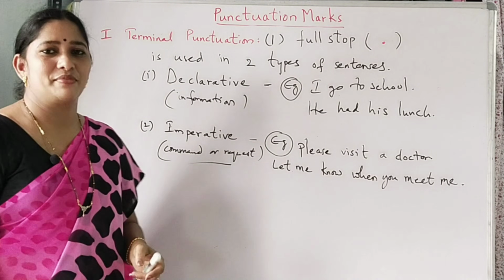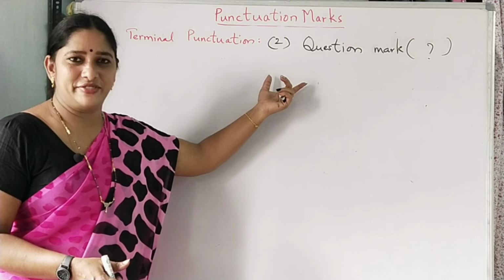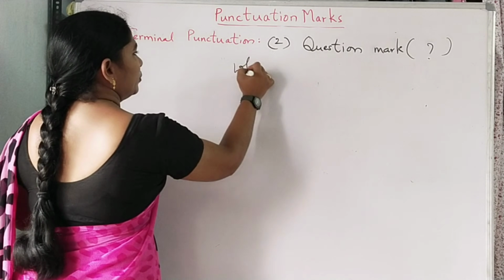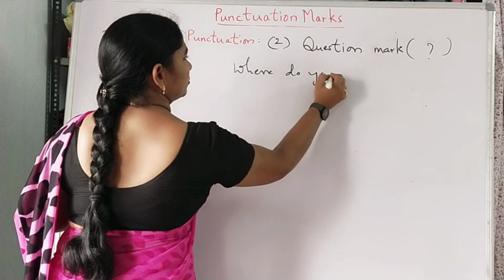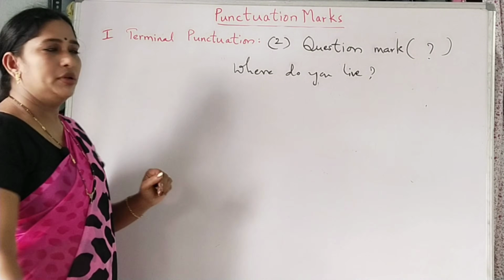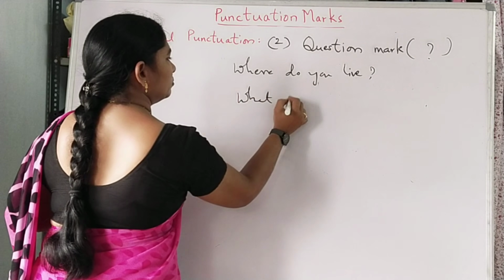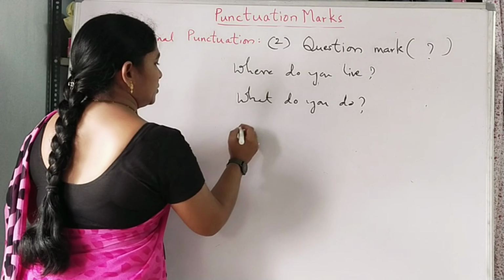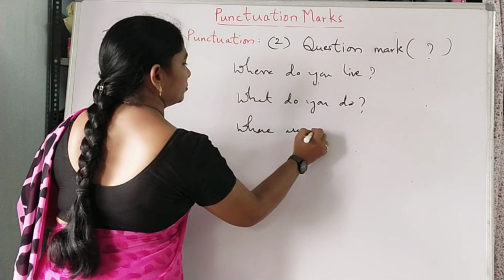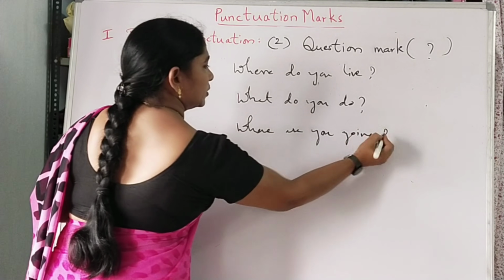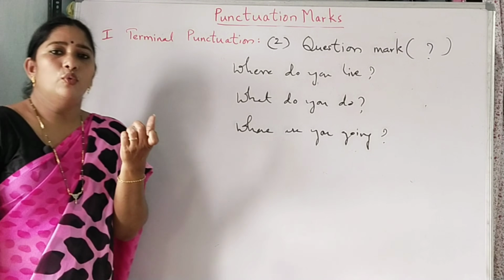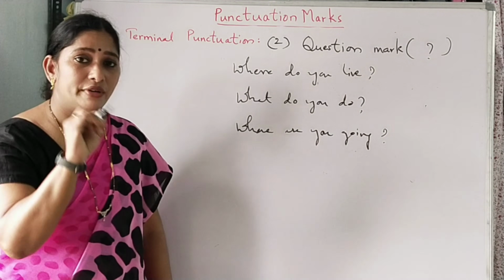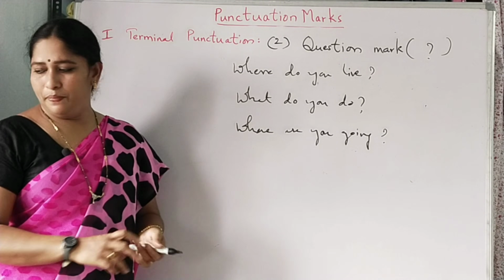And the next one is question mark. The second one in the punctuation is question mark. Question mark is used when we ask questions. Where do you live? What do you do? Next, where are you going? So whatever question we ask, at the end we need to give the question mark. It's very simple. Got it?